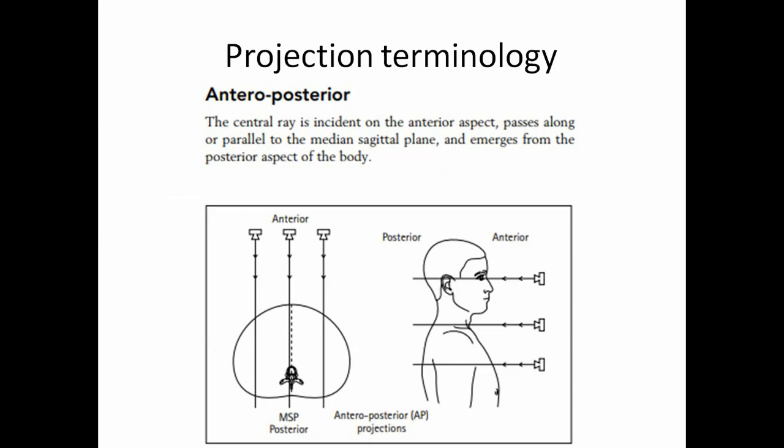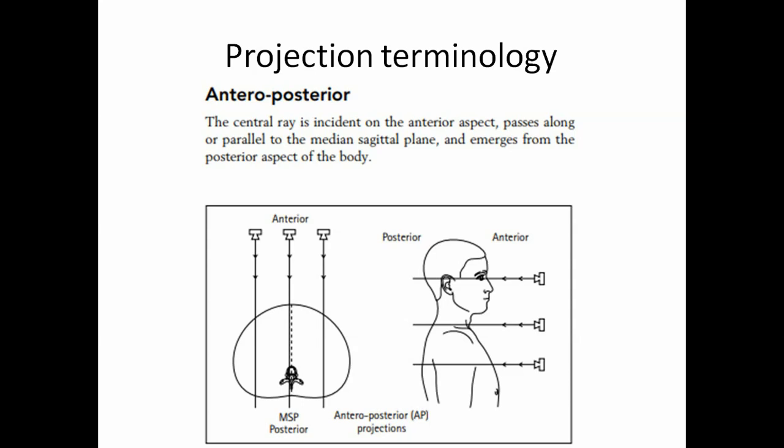Next, till now what I explained is positioning terminology; in the further slides I am going to explain projection terminology. Positioning terminology is related to the patient, how we ask the patient to lie down: supine, prone, lateral, erect. This is all positioning terminology. Projection terminology means the patient's anterior or posterior part is touching the cassette.